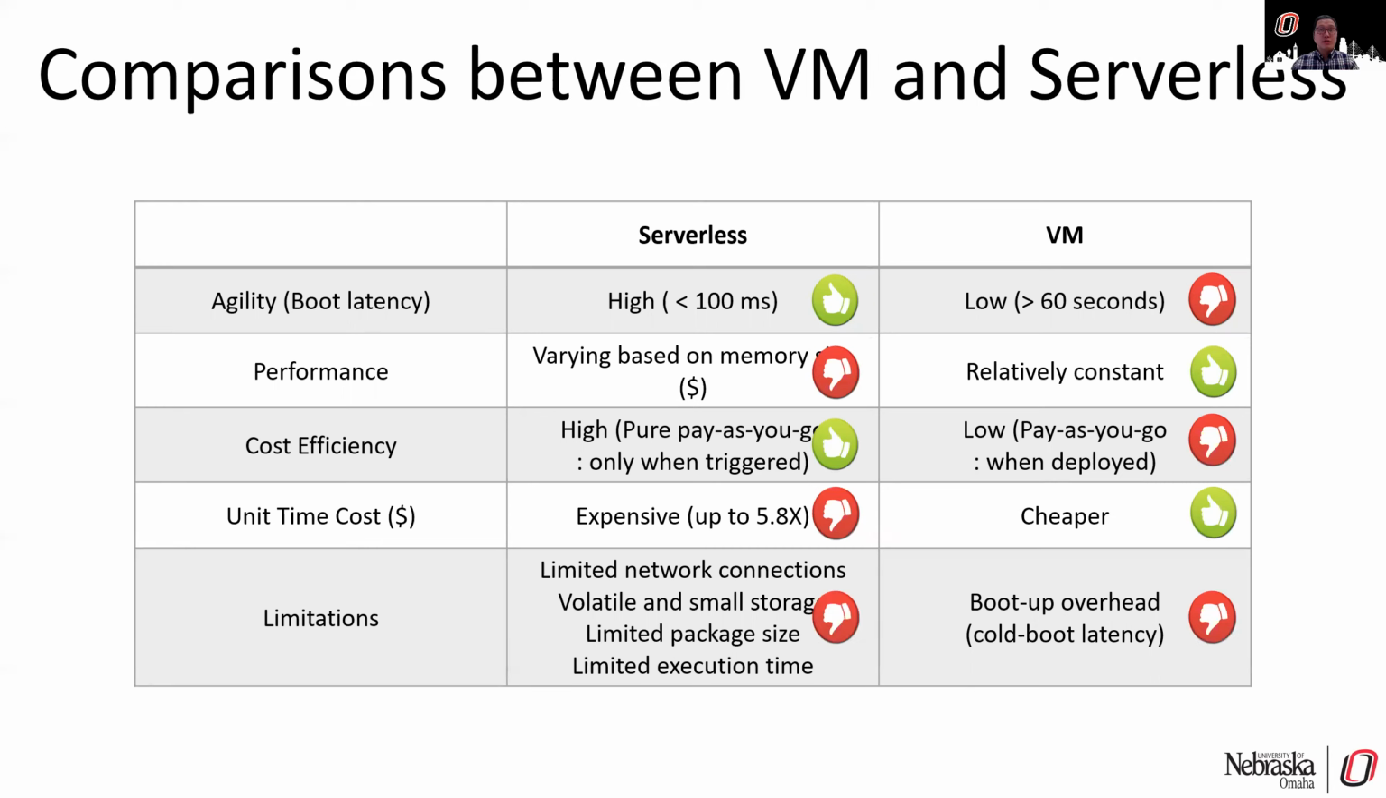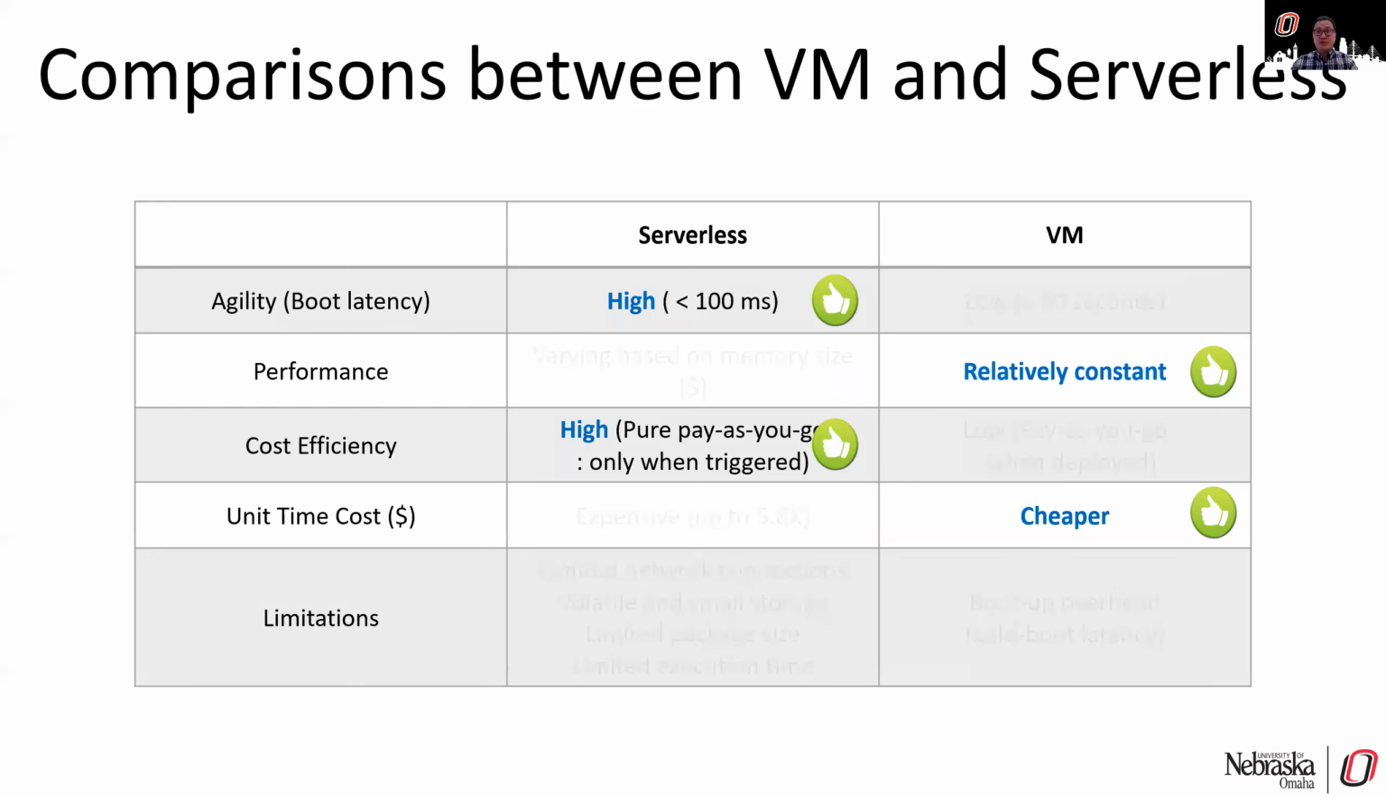And both computation resources have some limitations. So in this work, one of the goals is to get the composite benefit from both serverless and virtual machines: agility and cost efficiency from serverless, and performance and cheaper unit time cost from virtual machines. And then we found that if we use these two instances together, we can explore the cost-performance trade-off space.